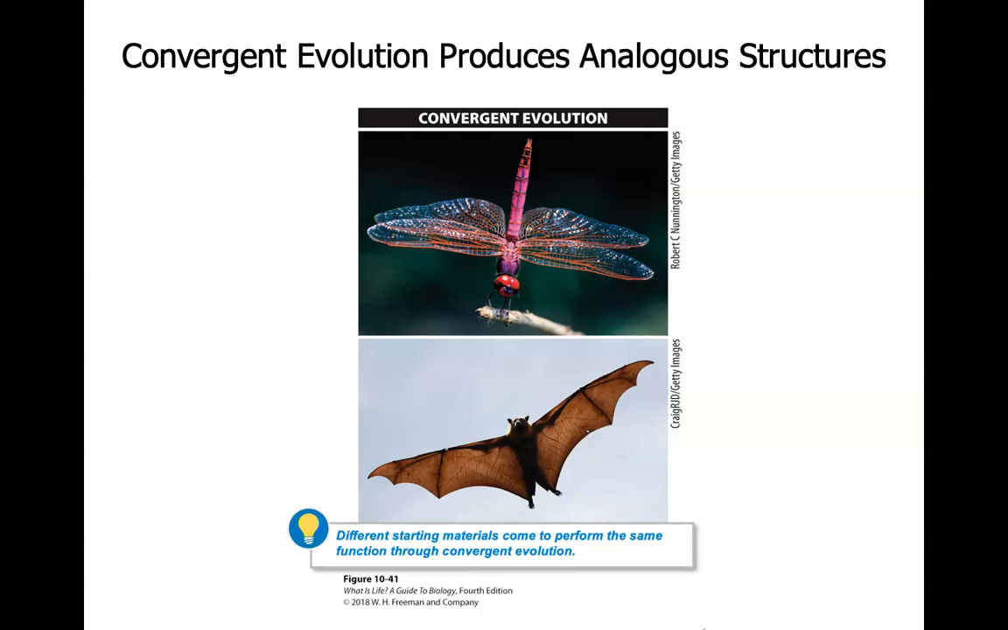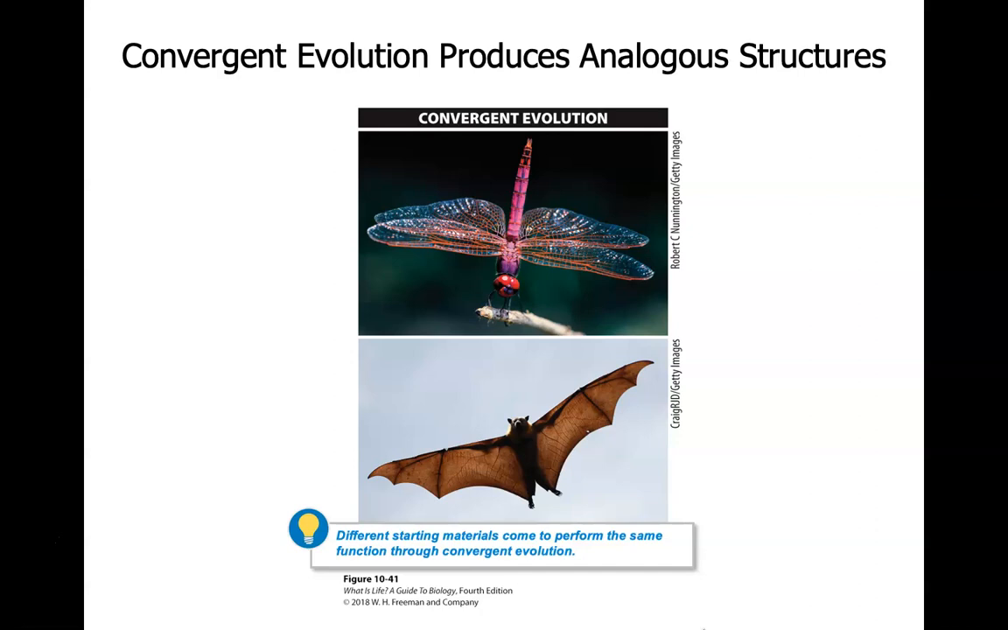So analogous structures are similar structures with a similar purpose, but without a common ancestor. Another example of this is dragonfly wings, and you could even think of bird wings, you could think of bat wings. All of these structures are similar in their shapes, not identical, but they're all similar in their shapes because they are allowing this organism to interact in a particular way with their environment.